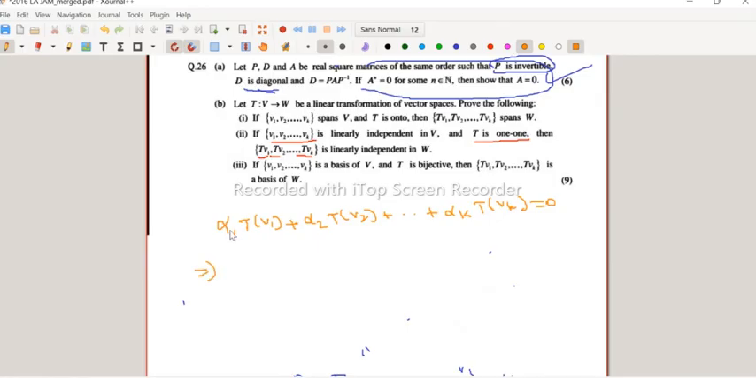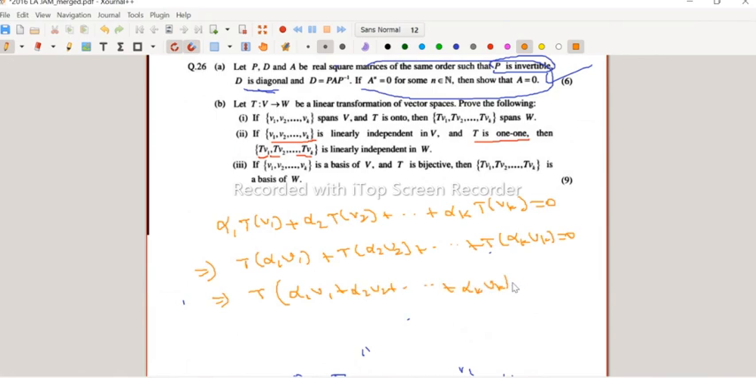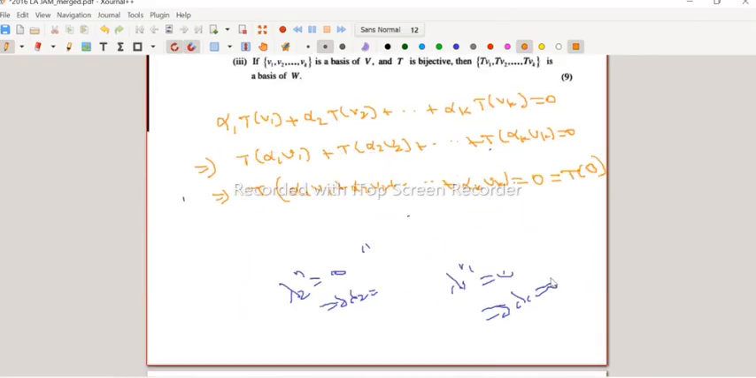Now, since T is a linear transformation, therefore you can take this scalar inside the T. Therefore, T of alpha 1 V1 plus again you can take this alpha 2 inside. Therefore, we get T of alpha 2 V2 because T is linear, etc. plus T of, you can take alpha k inside, we get alpha k Vk equal to 0. Now again this is a sum. Again we can apply the linear transformation. Therefore, T of alpha 1 V1 plus alpha 2 V2 plus etc. plus alpha k Vk equal to 0, but any linear transformation takes 0 to 0. Therefore, this is equal to T of 0 because 0 goes to 0.